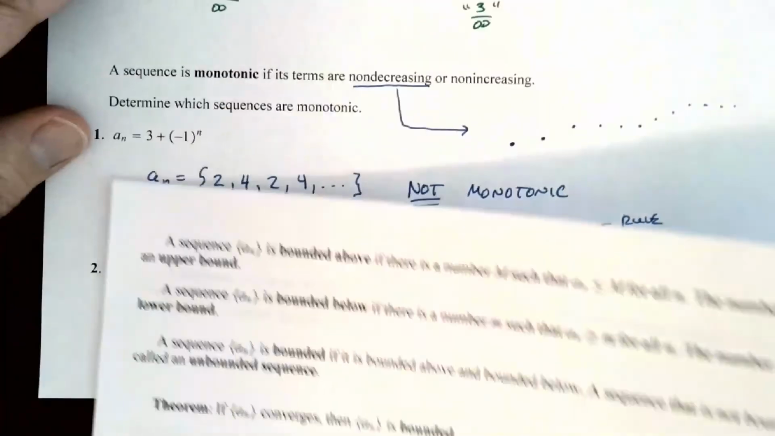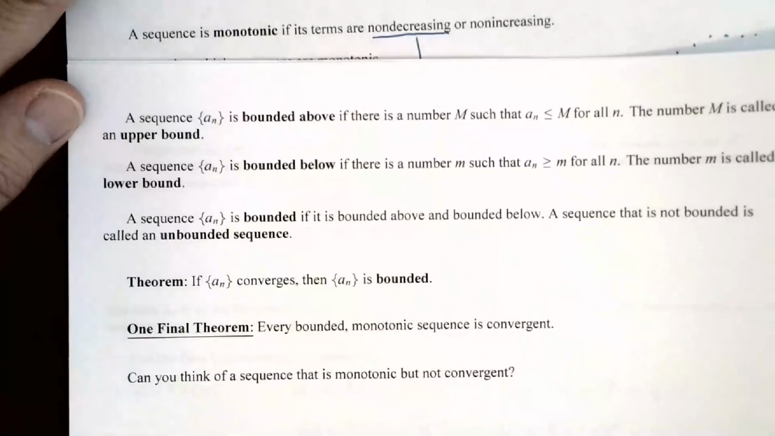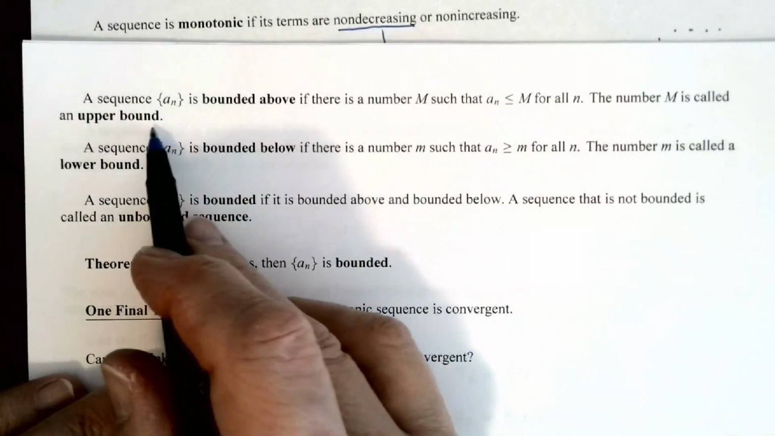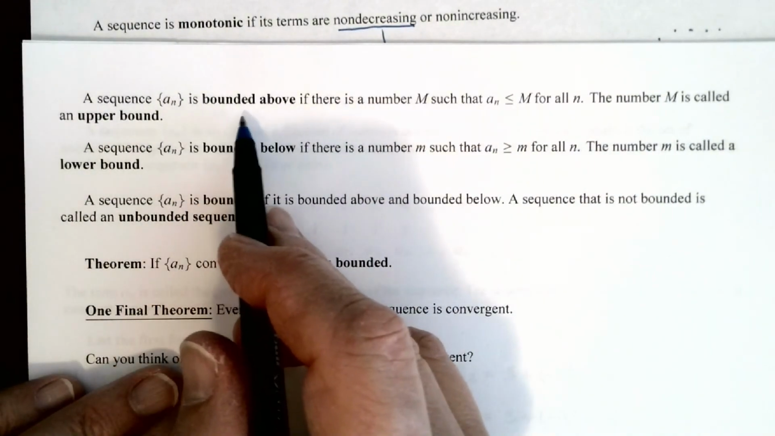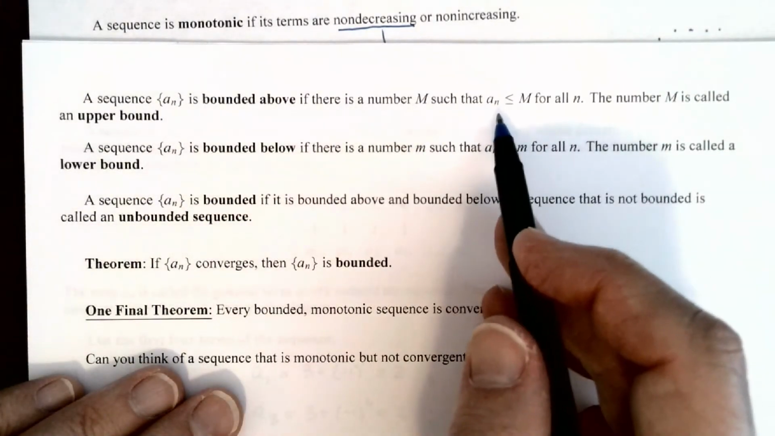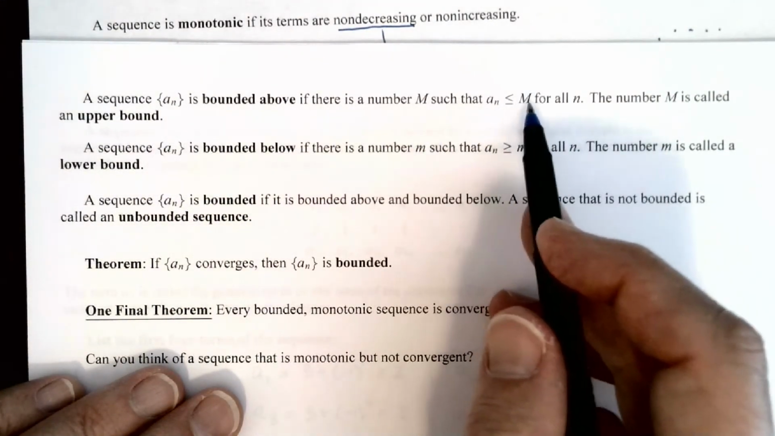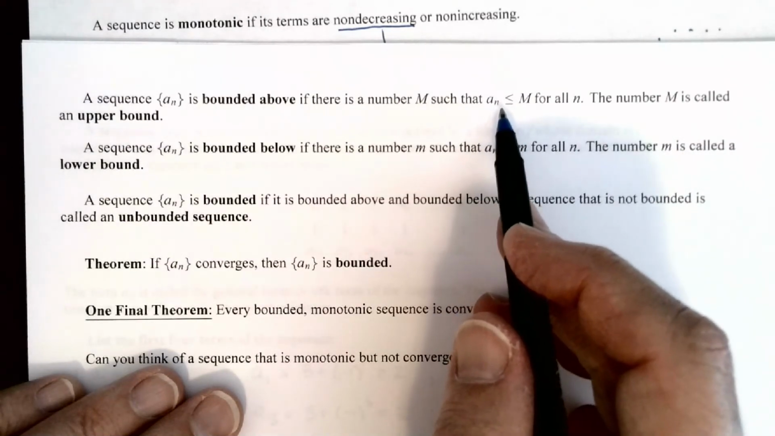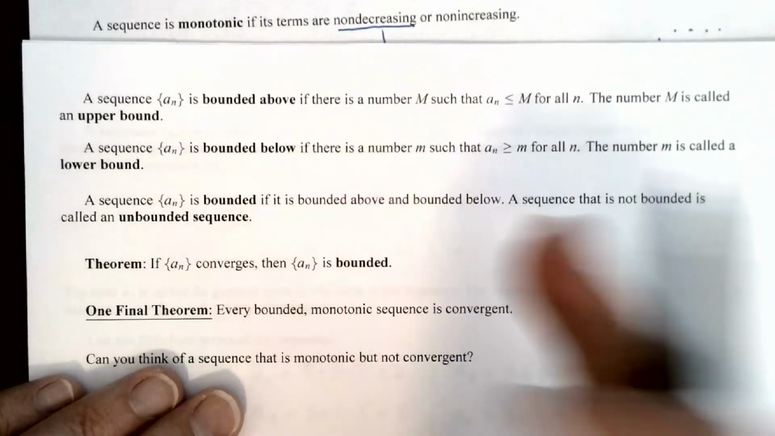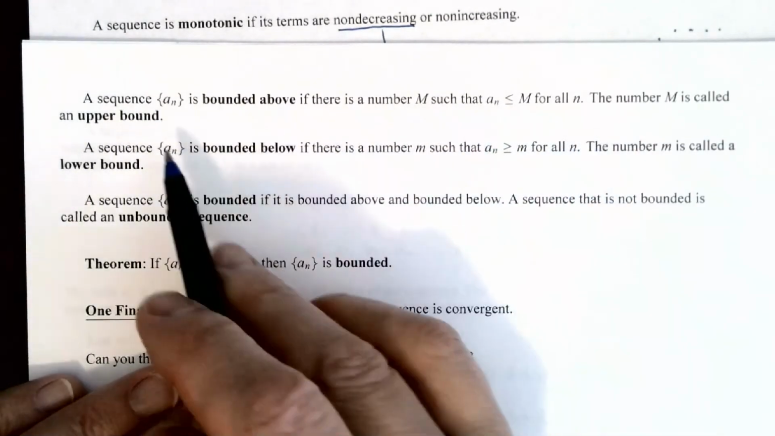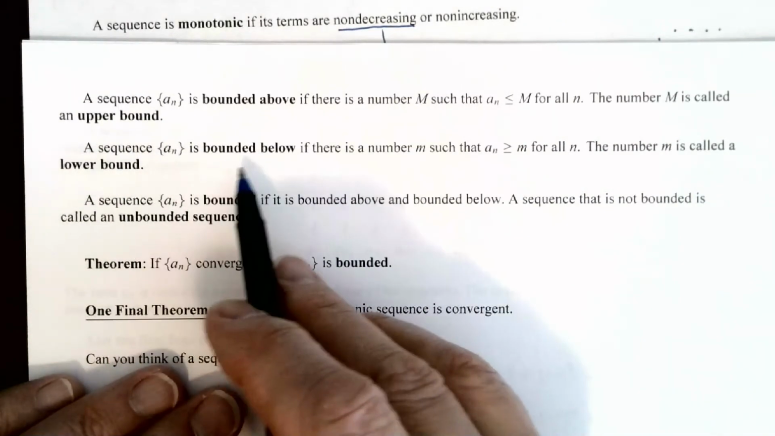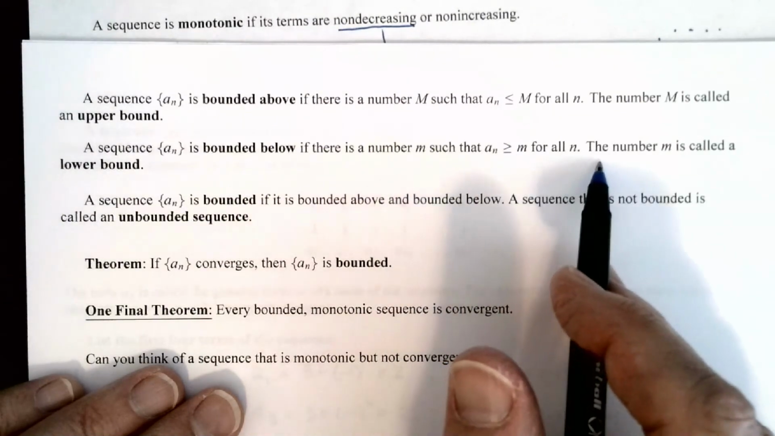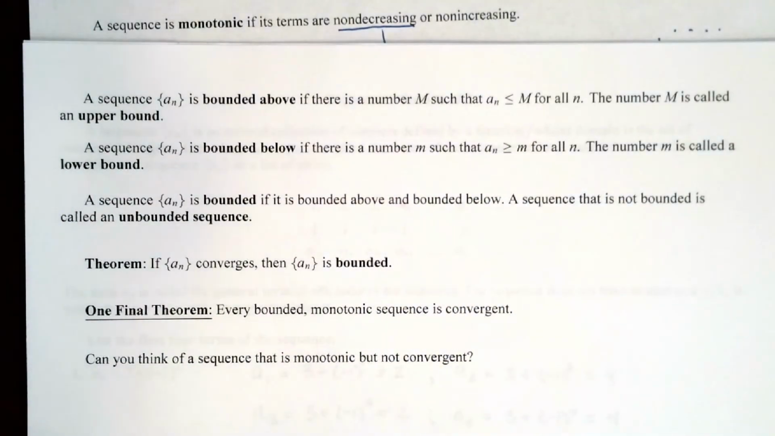Now, with monotonic, I want to talk about a couple other things, and we'll be done here. A sequence is bounded above if there's a number M such that every term in the sequence is less than or equal to that M for all n, or all n past a particular value. The number M is called an upper bound. A sequence a sub n is bounded below if there's a number little m such that a sub n is greater than or equal to little m for all n, or all n past a particular value.